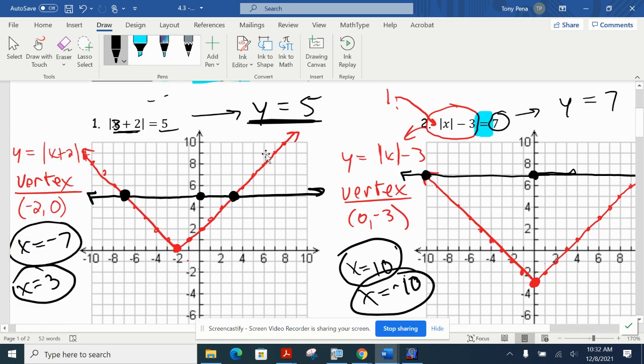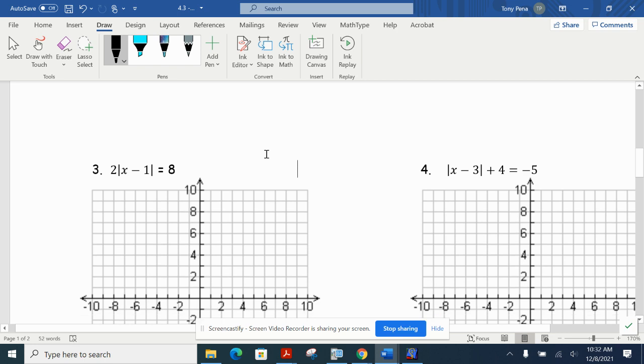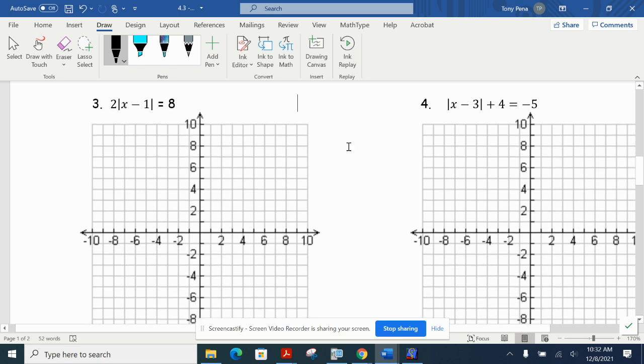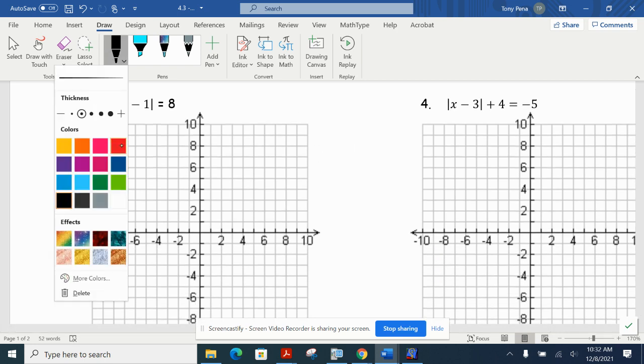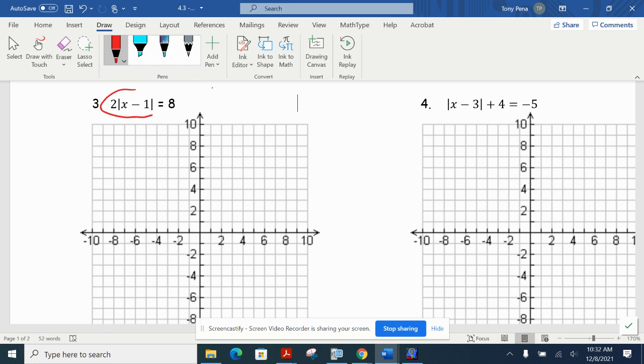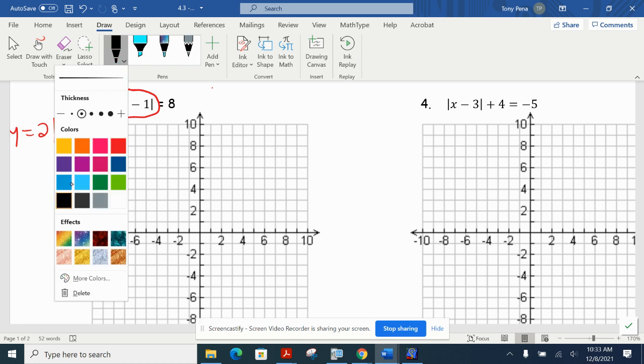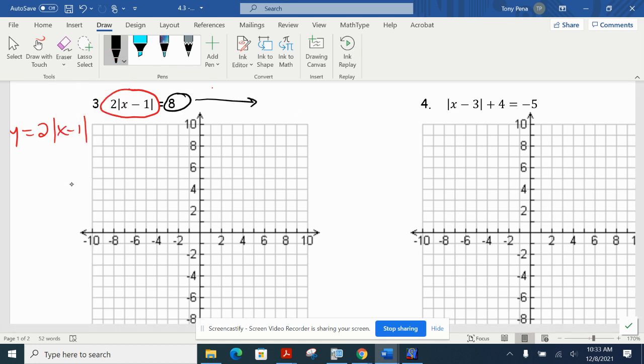All right. Number 3, real quick, do one of these. So go through this, see if we understood what we were doing. The left-hand side, I'll get you started here. The left-hand side, you're going to graph that absolute value equation. And then the right-hand side, you're going to graph the horizontal line y equals 8. And then see what we get for our two answers.